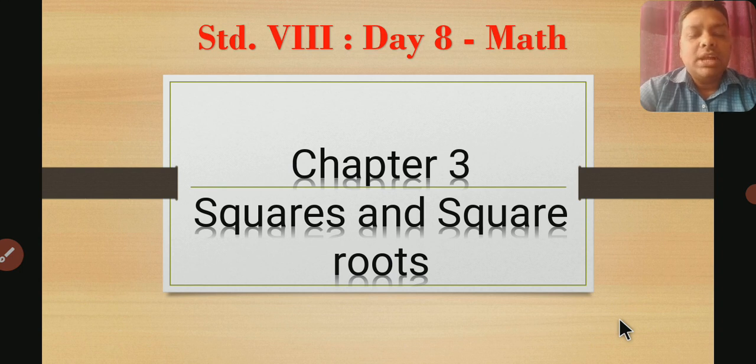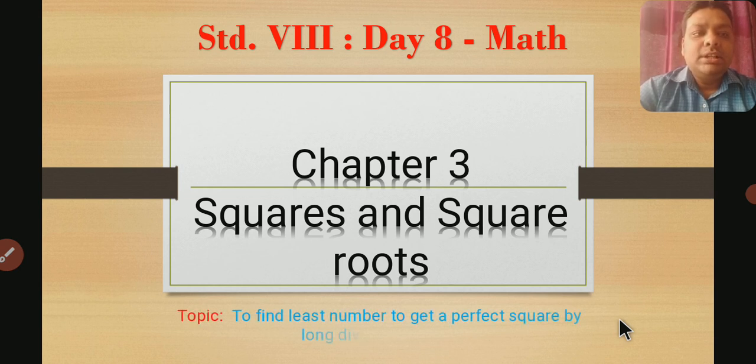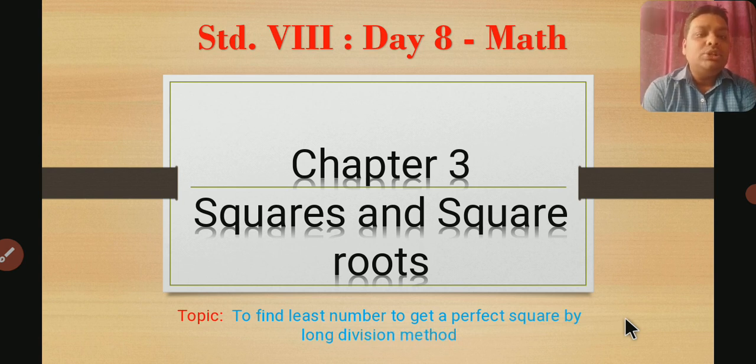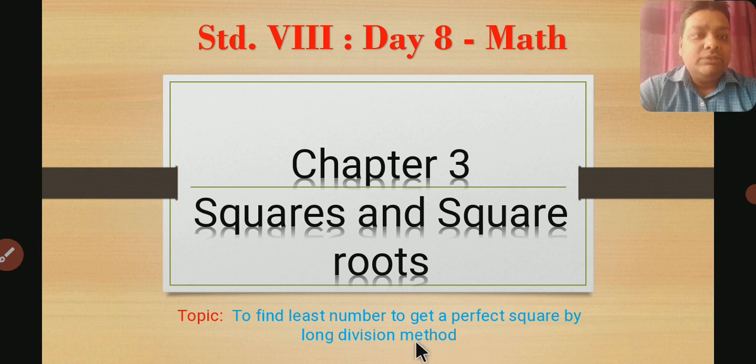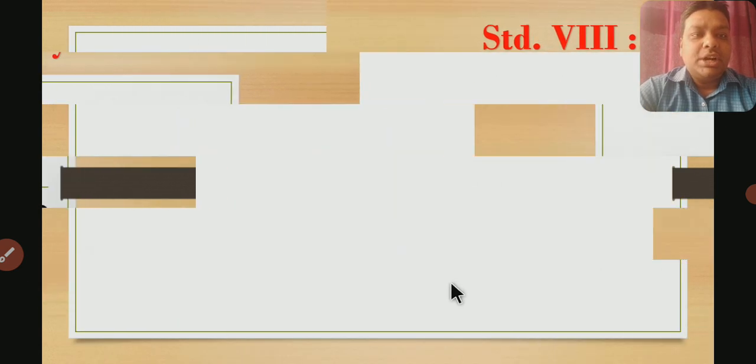In the previous class, I have already explained how to find the square root of a number by the long division method. So today we will discuss how to find the least number which should be multiplied, divided, added or subtracted. But no multiplication, no division. If we have to find which number we have to add or subtract, in that case we will use the long division method. Okay, so now students, let's start the class.